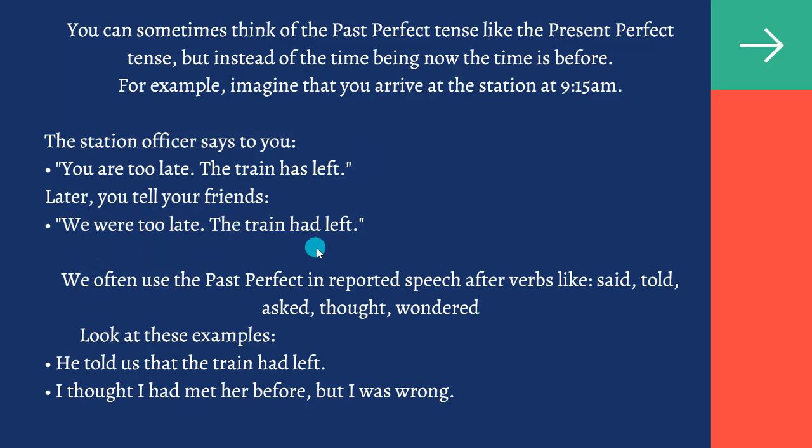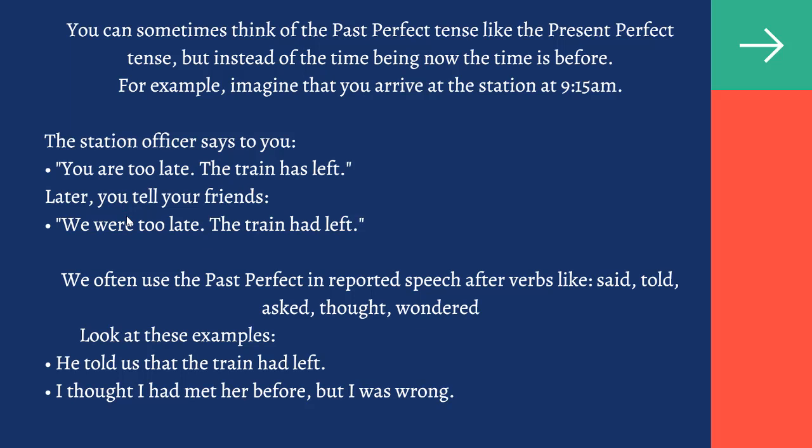The train have left. We use past perfect here because it already happened. So in this situation, the cause of them being late was already in the past. So that's the difference between the present perfect tense and past perfect tense.